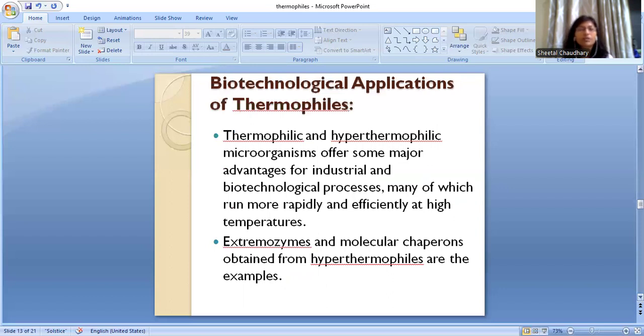Biotechnological applications of thermophiles. Thermophilic and hyperthermophilic microorganisms often offer some major advantages for industrial and biotechnological purposes, many of which run more rapidly and efficiently at high temperature. Extremozymes and molecular chaperones obtained from hyperthermophiles are the examples.